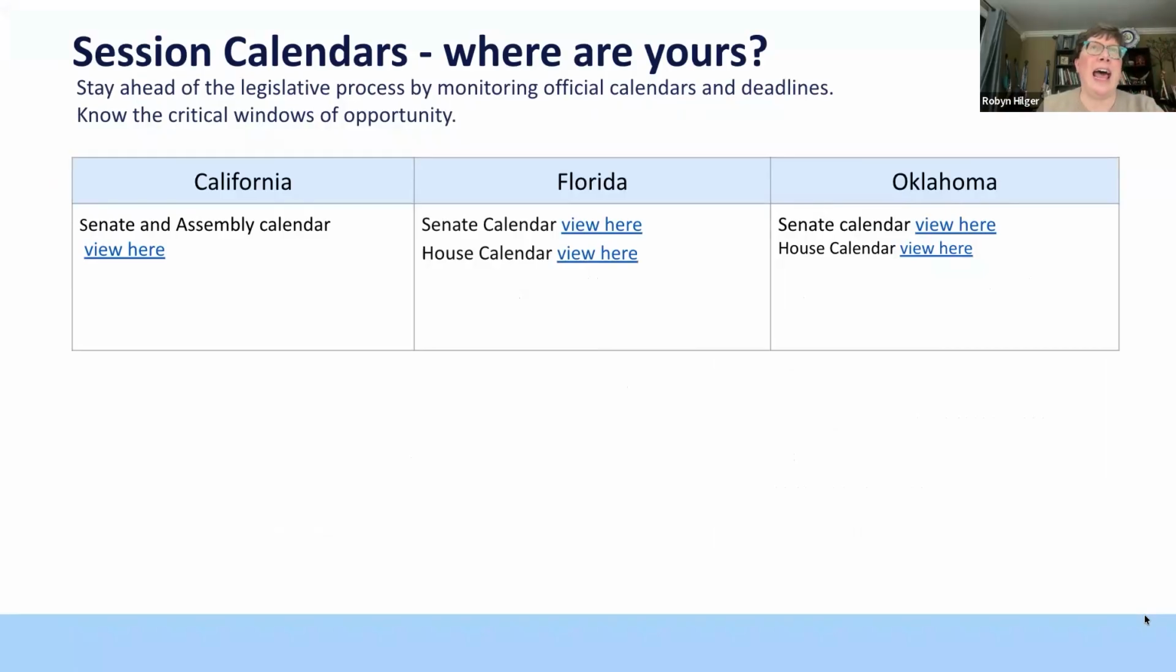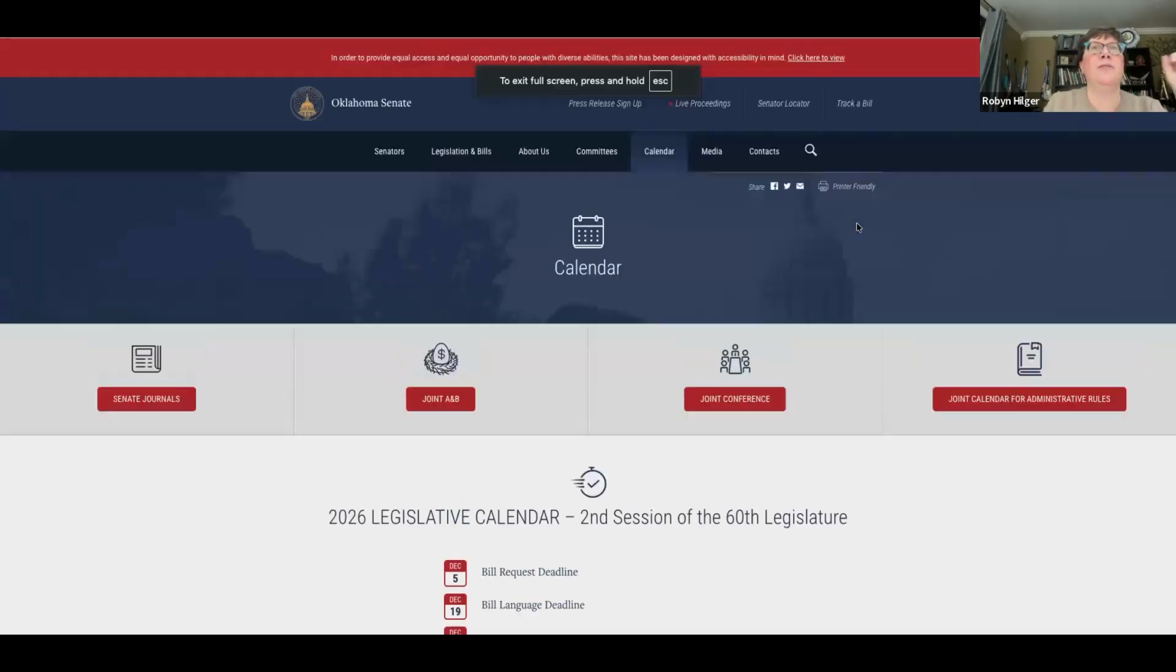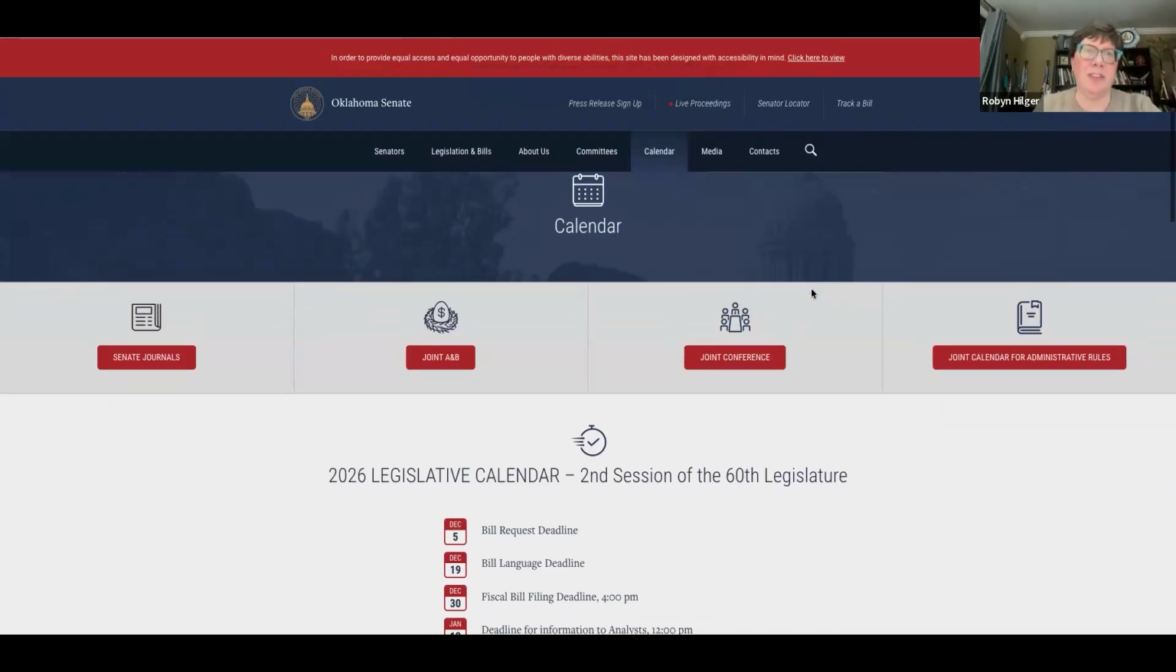All the legislatures have calendars that they publish. We have put California, Florida, and Oklahoma here. And hopefully, if I launch this, you're going to be able to see it. Do you see the Oklahoma Senate calendar? In Oklahoma, interestingly enough, the Senate calendar is really good, and the House side calendar is not good at all for a resource. So even within our own legislature, it's very difficult to find out what's going on.